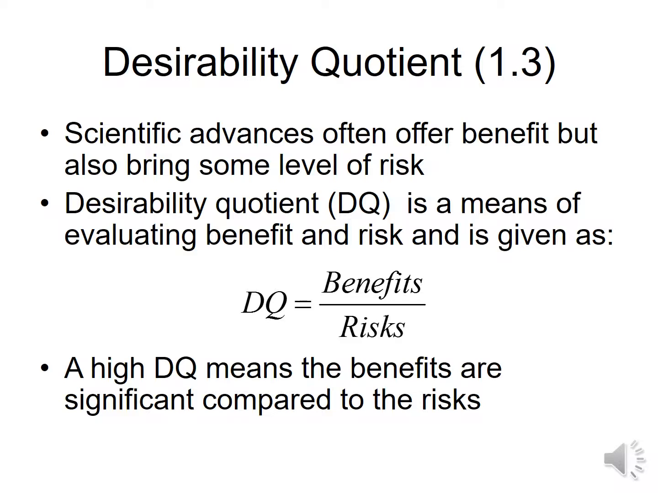Assigning numbers to those is kind of a whole different topic in itself, but the concept is fairly simple, I think. What you want to have is high benefits and low risks, which means you want the desirability quotient to be a large number. The bigger the better. Let's look at an example of the use of the desirability here.